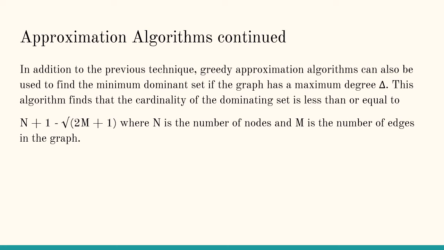Approximation algorithms continue. In addition to the previous technique, greedy approximation algorithms can also be used to find the minimum dominating set if the graph has a maximum degree of delta. This algorithm finds that the cardinality of the dominating set is less than or equal to n + 1 - the square root of 2m + 1, where n is the number of nodes and m is the number of edges in the graph.